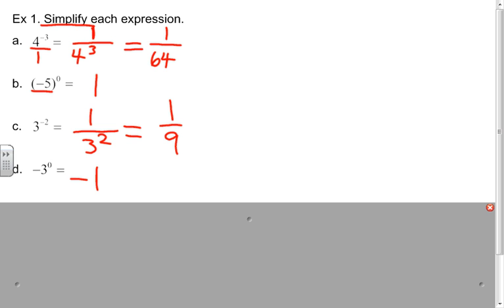So, parentheses to the 0 power, we get 1, like in letter B. No parentheses to the 0 power, you're going to get negative 1. 3 to the 0, and then you're going to stick a negative sign in front of it. Parentheses are super, super important.